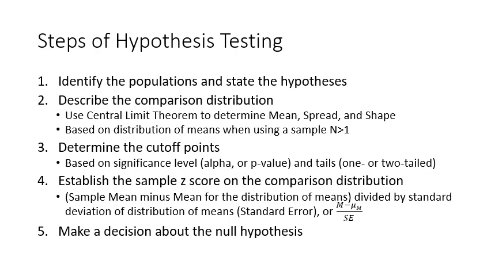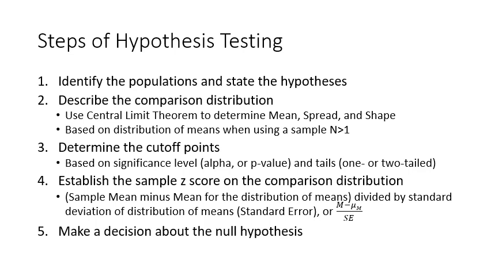So reviewing the main steps of hypothesis testing, we know that we've been working with z-tests, in which we've been comparing a sample mean with a population that has a known mean and standard deviation, and that normal distribution is called the z-distribution. And so we've identified the populations and stated the hypotheses. Then we describe the comparison distribution. So in the case of the z-test, where we have an n of greater than 1, we're using the central limit theorem to determine the mean, spread, and shape of that distribution.